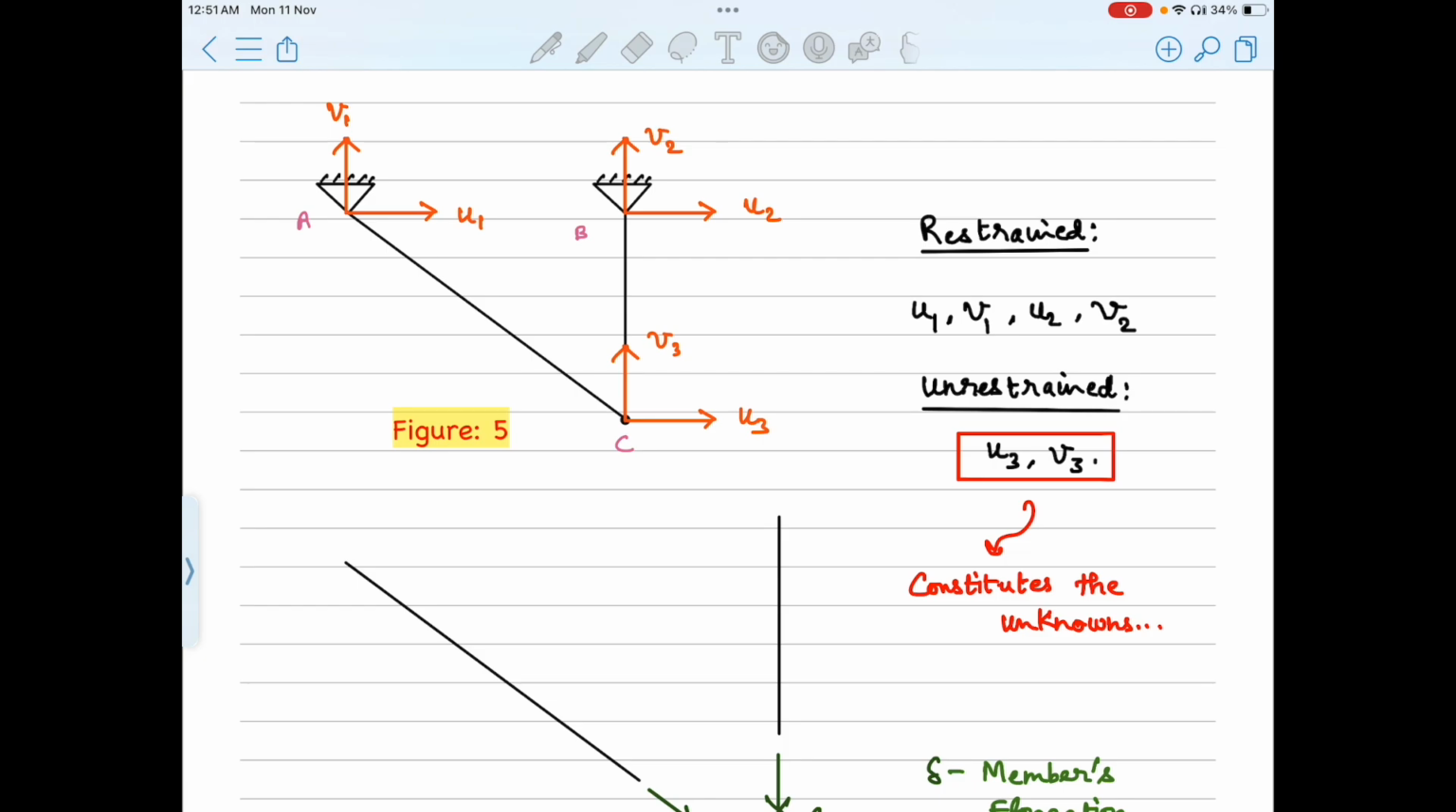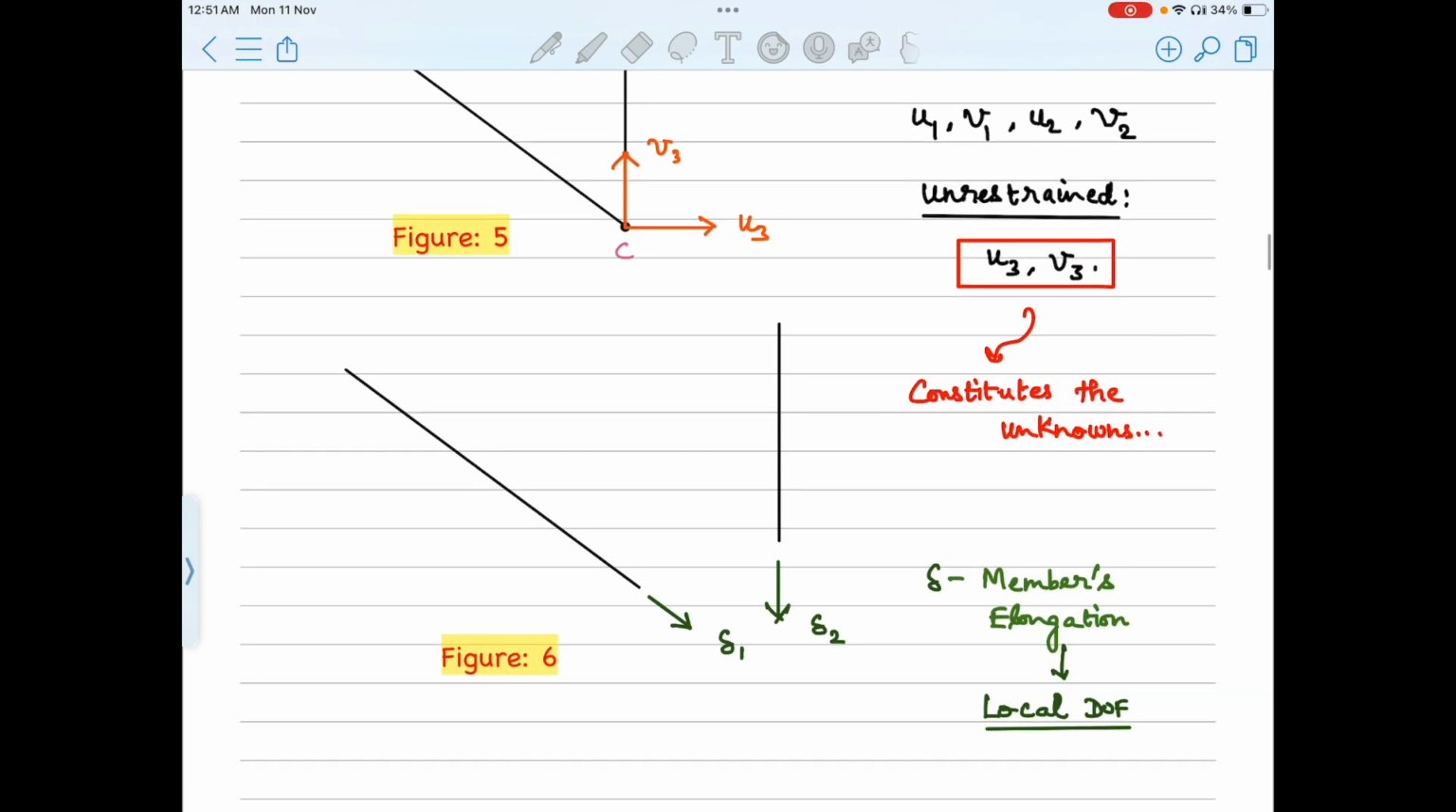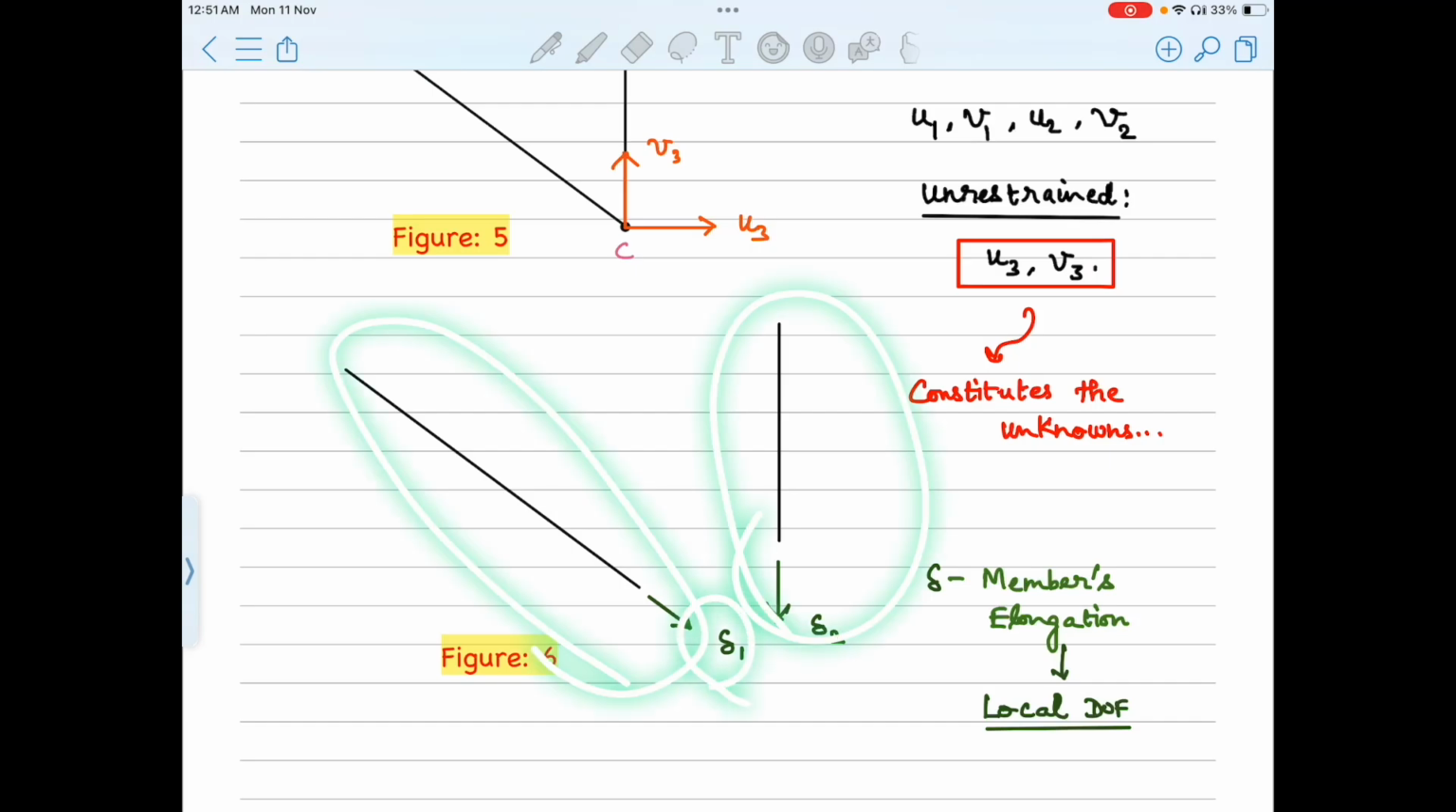There is also what we call local degrees of freedom. It means the possible ways in which a member deforms. The only possibility for a truss in this regard is elongation. A truss member can only elongate, contract or shorten. Here we denote these elongations of members AC and BC by delta 1 and delta 2. We will use them later.